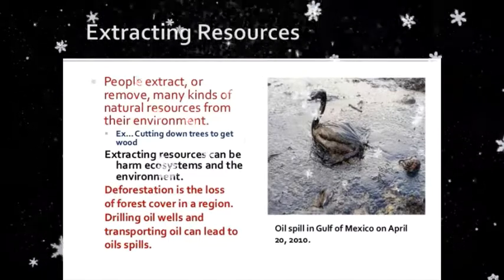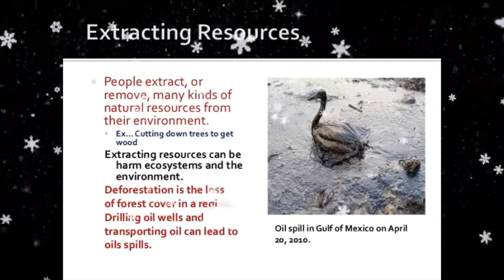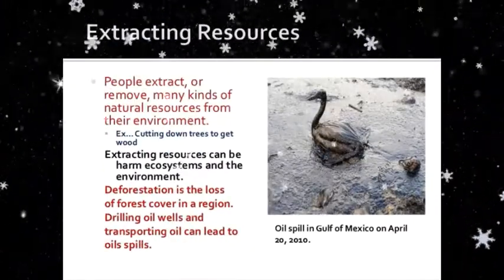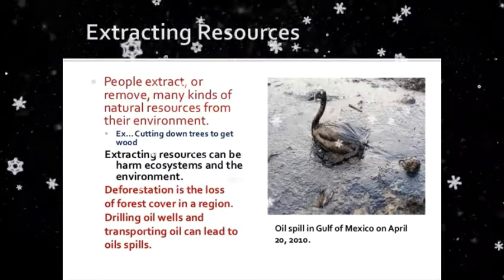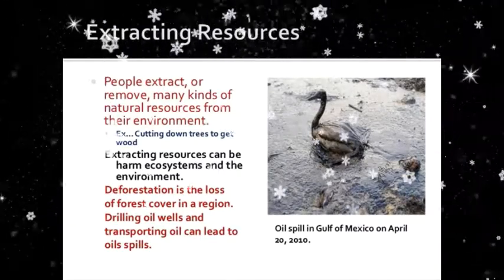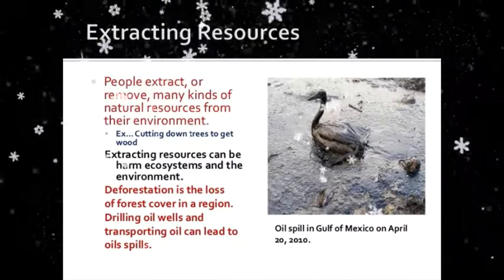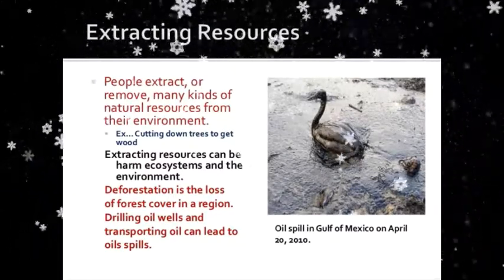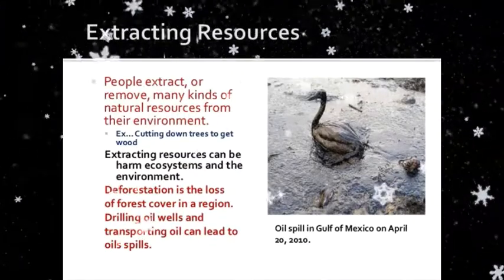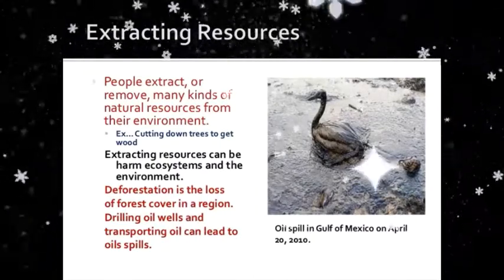Extracting resources can harm ecosystems and the environment, of course. What's the purpose of the trees? The trees can absorb the water so that it will avoid flood. But what happens if there will be no trees? There will be lots of floods. Deforestation is the loss of forest cover in a region. Drilling oil wells and transporting oil can lead to oil spills. An example of this is the oil spill in the Gulf of Mexico in April 2010.